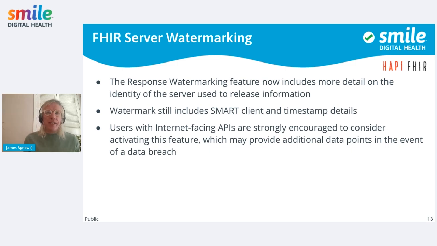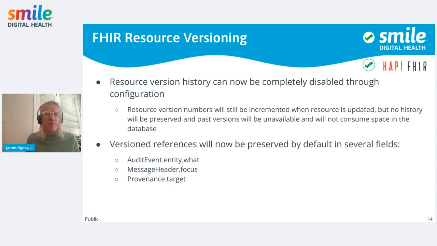We now include details about the server environment that was used to expose the data as well. And with that, we're now recommending that anyone who's got internet-facing APIs, so in other words, if you have stood up FHIR-based APIs that are exposed out to the public internet, we encourage you to consider activating this feature. You may well never need it. Hopefully, you'll never need it. But if you've ever got a data breach that you need to investigate, this is one more potential data point that might help you investigate how did the breach happen. And that, of course, is always a good thing. So we will encourage people to consider activating watermarking.